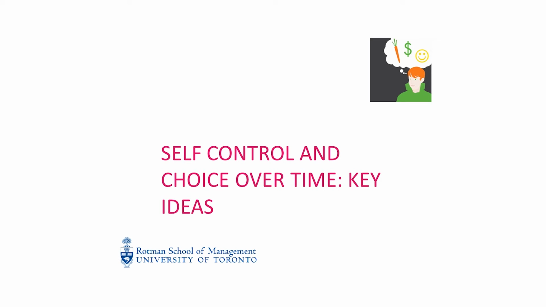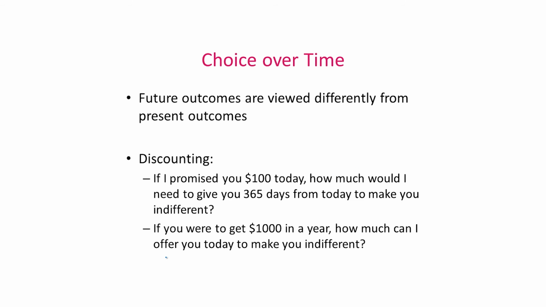In this segment, we will review the key ideas from self-control and choice over time. Future outcomes are valued differently from present outcomes. A dollar is worth more today than it is in the future, and hence people want more in the future to compensate for not getting one today.